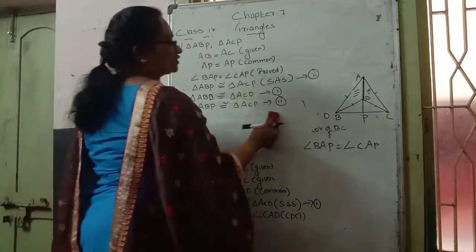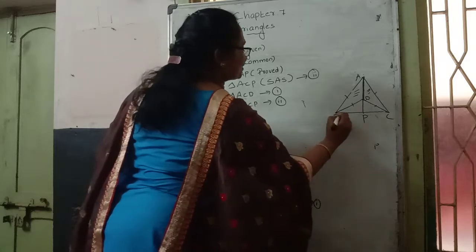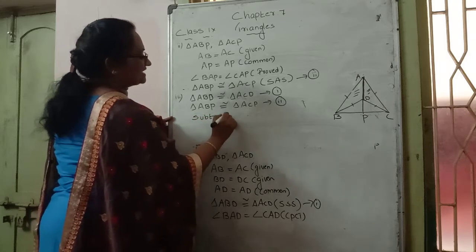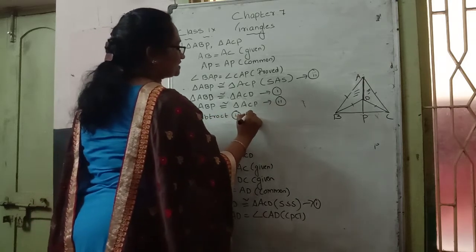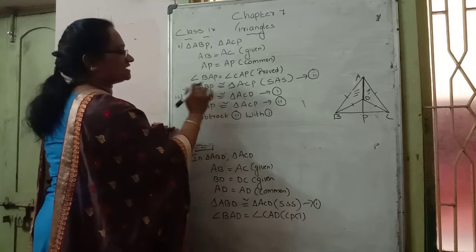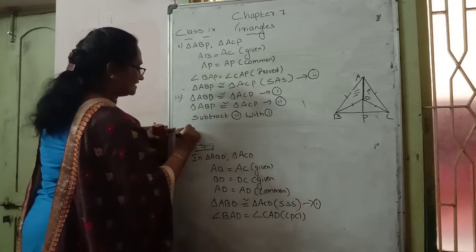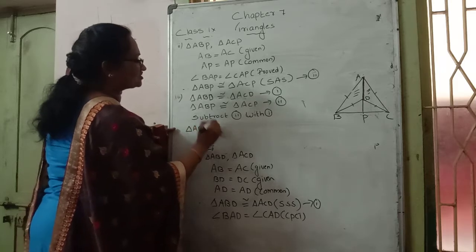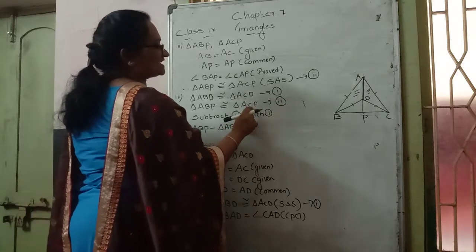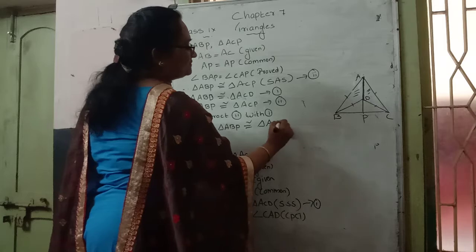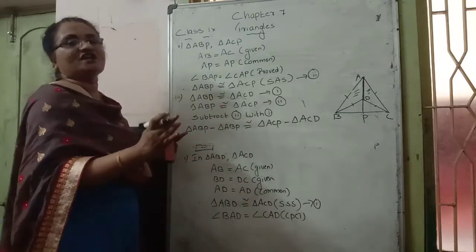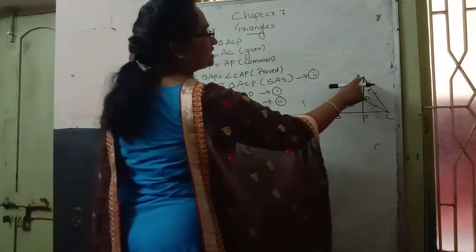Subtract both equations. In which way are we doing the subtraction? Subtract the first equation from the second equation. The left side is subtracted from the left side, and the right side is subtracted from the right side. The second equation's left side is triangle ABP, subtracted with the first equation's left side ABD, is congruent to the right side of the second equation, triangle ACP, subtracted with the right side of the first equation, triangle ACD. Subtract means removing, adding means joining.